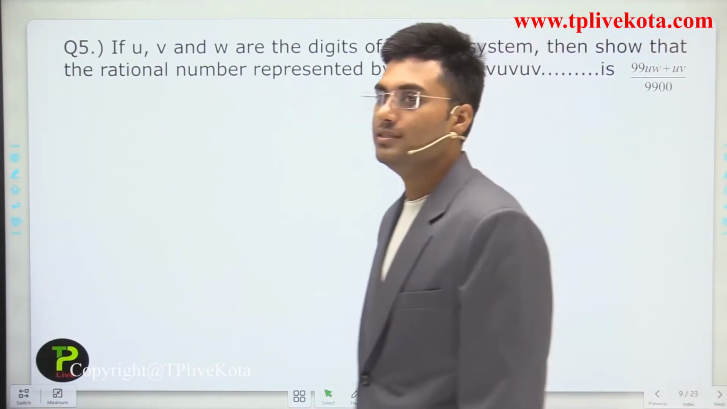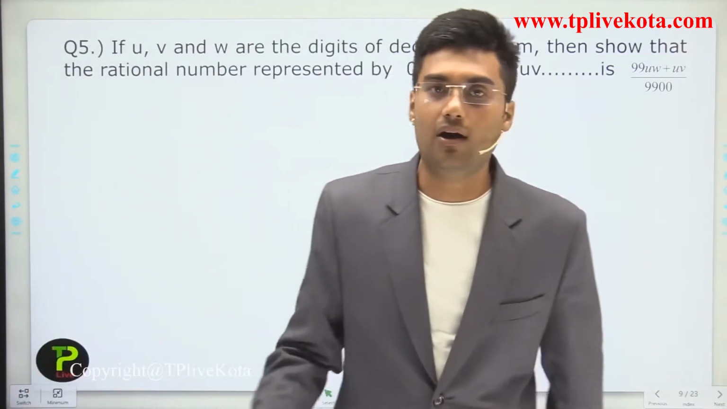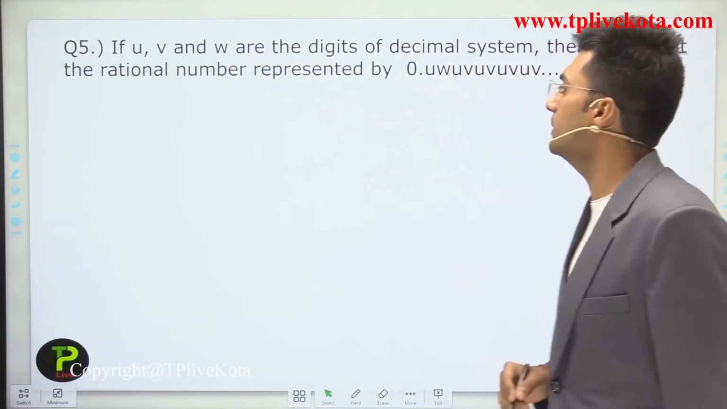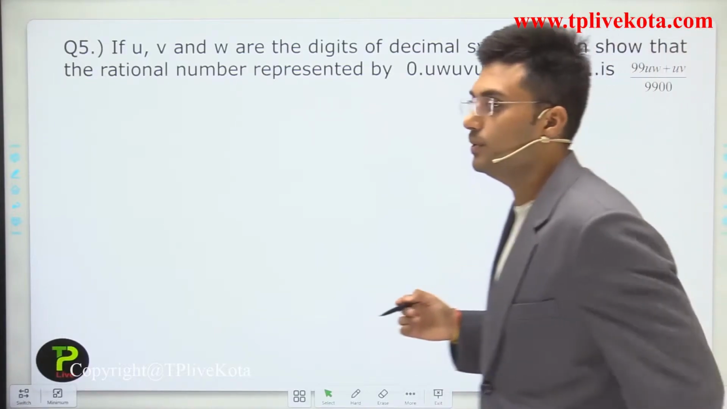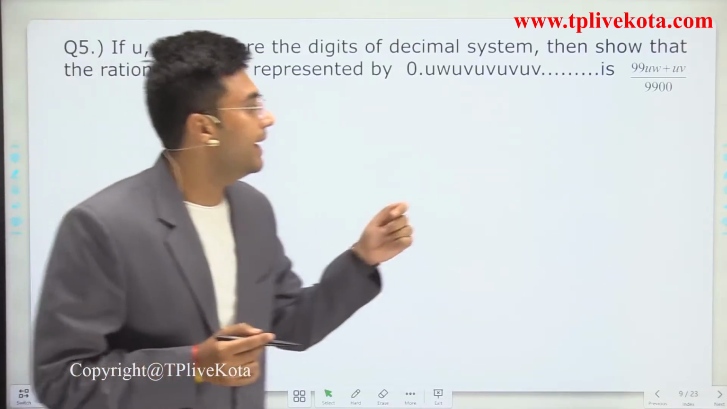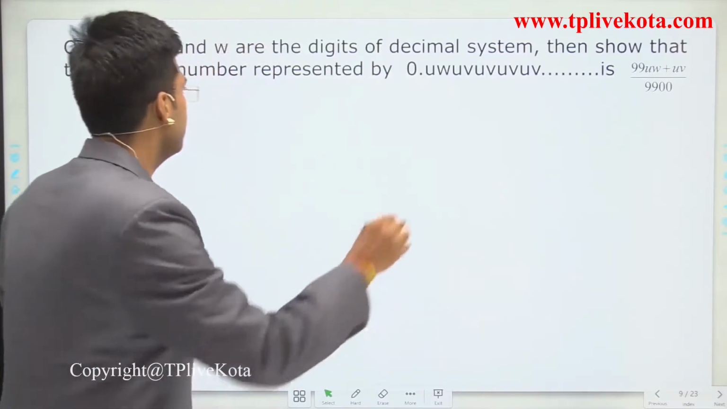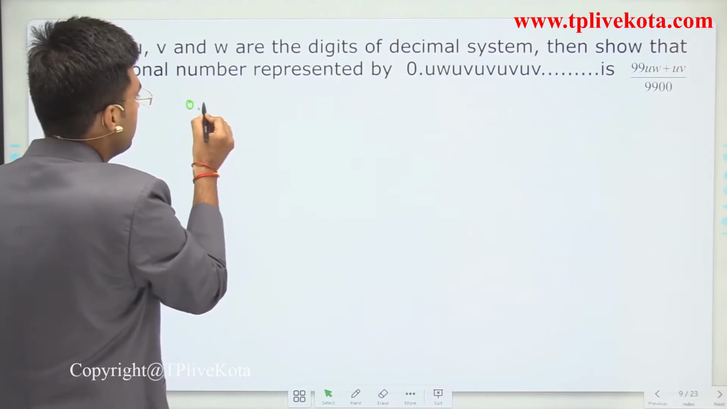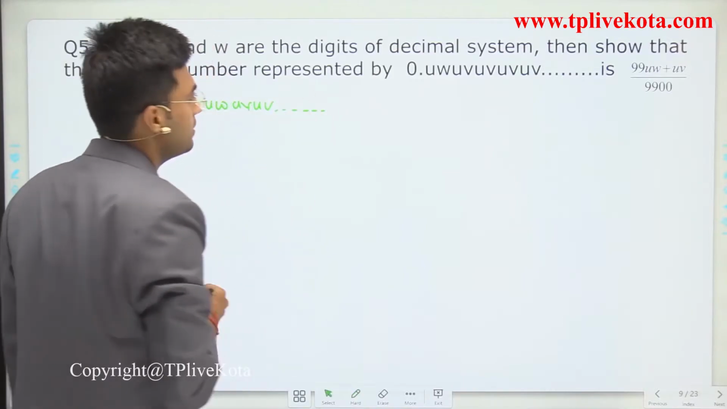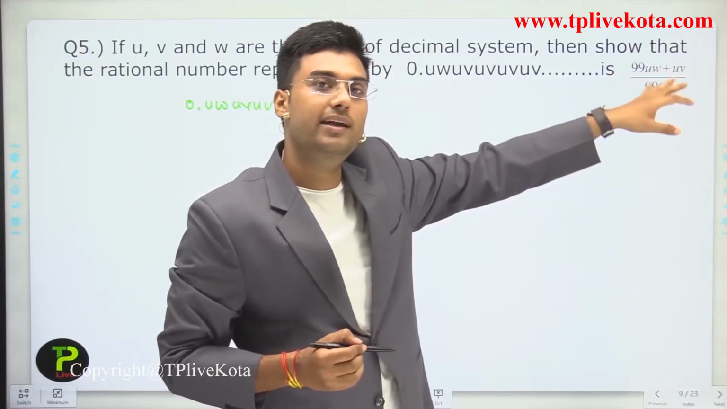The next question is, if u, v and w are the digits of the decimal system, then show that the rational number represented by 0.uw uv uv and so on is (99uw plus uv) divided by 9900. So dear students, in the question it is given that the number can be written in the form of (99uw plus uv) divided by 9900.